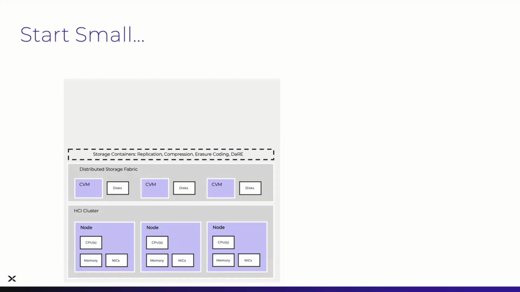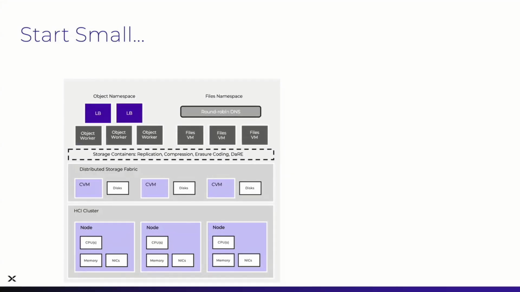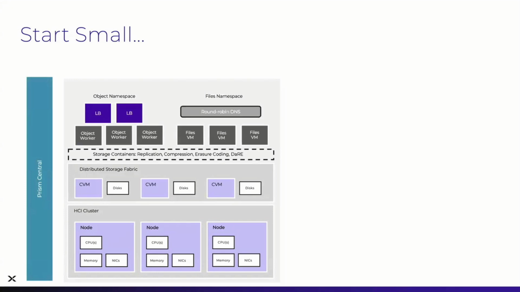The platform gives us what are called containers that provide all the enterprise storage primitives like replication, compression, all of that. And then on top of this, we run our services, our apps that provide the namespace for objects and a namespace for files. All of this is managed through Prism Central. This is a fully featured, resilient solution that can be deployed at the edge, and this is how you would start out if you had a smaller workload.